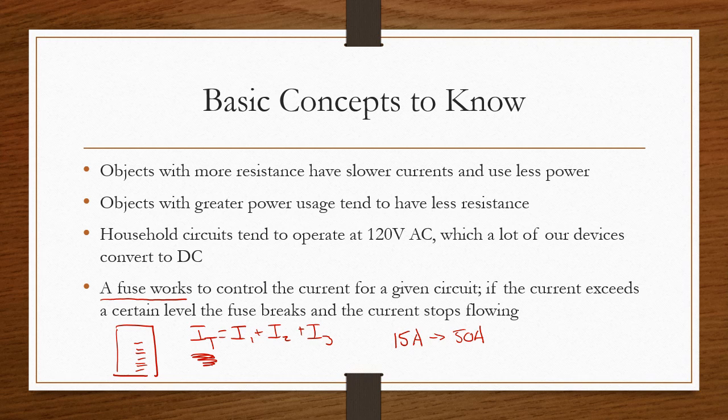Small devices will have a small little fuse inside them. A lot of times it's a little glass tube that looks like this, has a little wire going across, and as soon as that current gets too high, that thing breaks, and then the device shuts down and stops working. You need to go replace it.